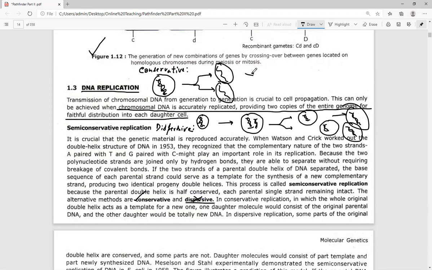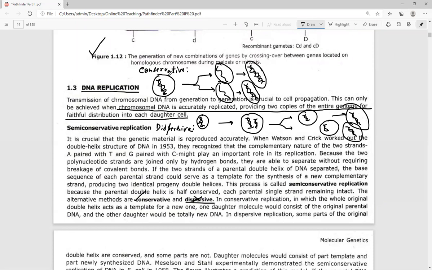Their complementary strands will be biosynthesized in such a manner that this is the strand of DNA molecule, over it another DNA molecule strand will be biosynthesized. This is the strand of DNA molecule over which another DNA molecule strand will be biosynthesized. This is one DNA molecule. This is another DNA molecule.